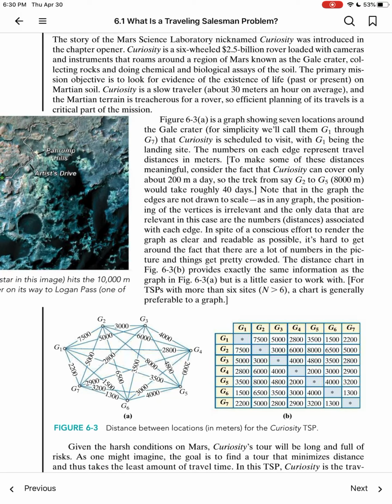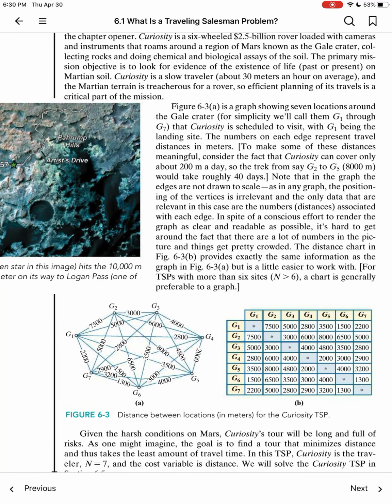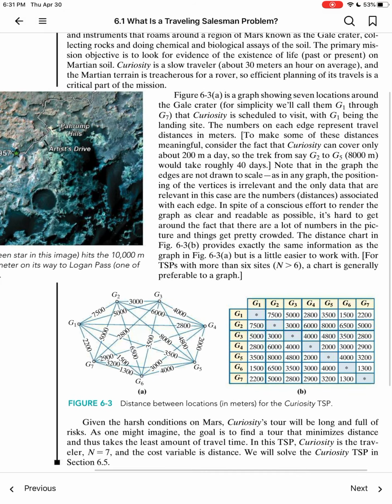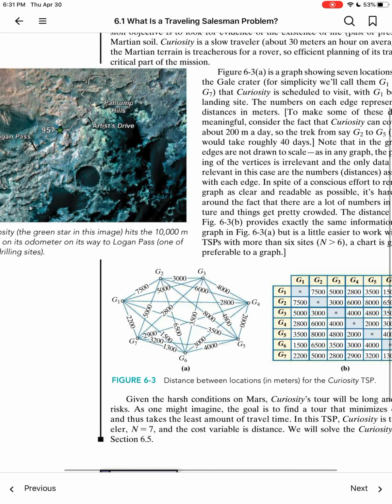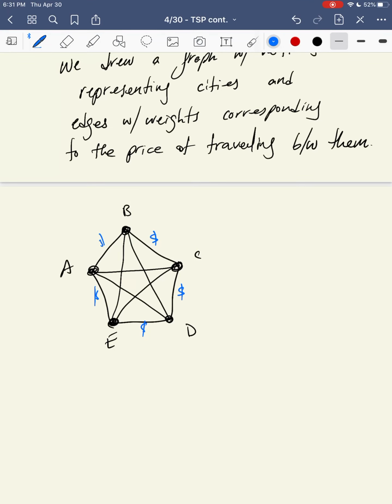So in order to figure out how to most efficiently direct the rover from different sites, we'll say that there are 7 locations around the Gale crater. These are the 7 sites, G1, G2, G3, G4, and all the way through G7, that the rover has to visit down here on this graph, and all of the edges connecting them with the number of meters that it would travel. So all of these are examples of traveling salesman problems.